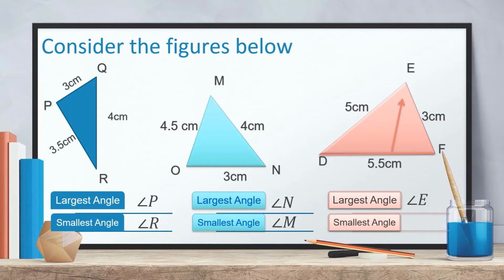Now, which do you think is the shortest side in triangle DEF? Correct. It is EF. And what is the opposite angle of EF? Correct. It is angle D. So therefore, its smallest angle is angle D.